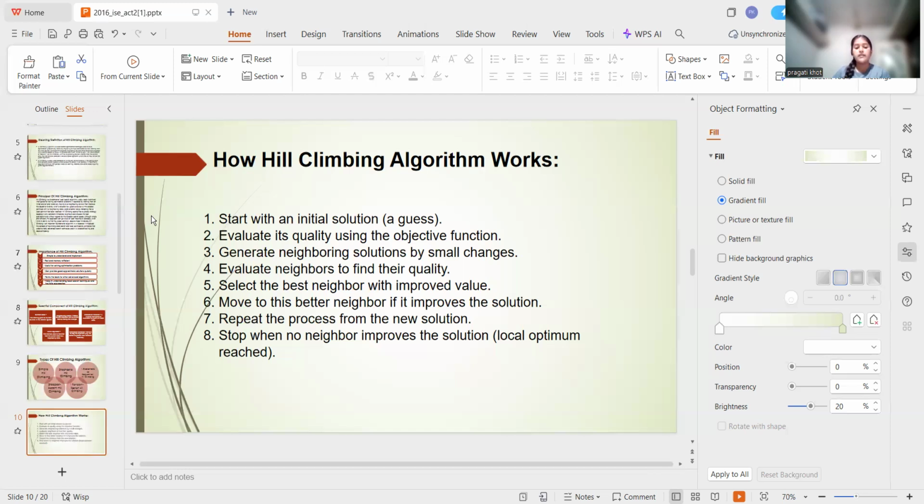Sixth step is to move to the better neighbor, which improves the solution. Update the current solution to be the better neighbor and repeat the process from the new solution. Continue evaluating neighbors and moving to a better solution until no neighbor is better, a local maximum is reached, or a stopping condition is met. The last step is to stop when no neighbor improves the solution. Local optimum reached means the algorithm outputs the best solution found, which may be a local or global optimum.